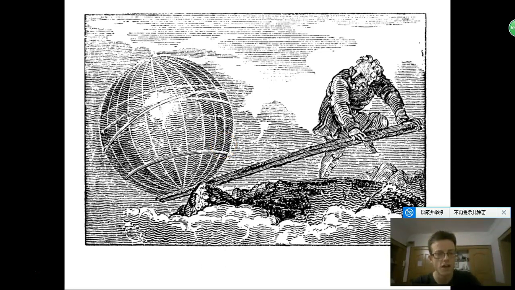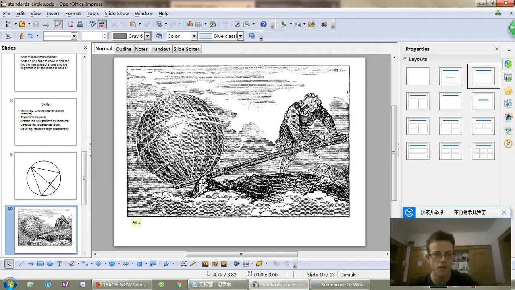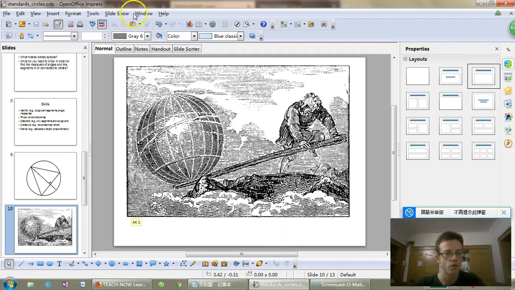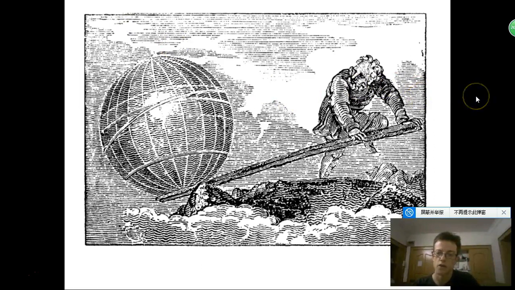He was able to find out that pi, and give me a minute here, I'm going to have to look it up. Pi, by calculating the perimeters of these polygons, Archimedes proved that pi is between 223 divided by 71 and 22/7. This is the range that pi must be in the middle of. For a long time, that was one of the best measurements of pi. That quote is from Wikipedia, by the way. So therefore, we call pi Archimedes' constant sometimes.